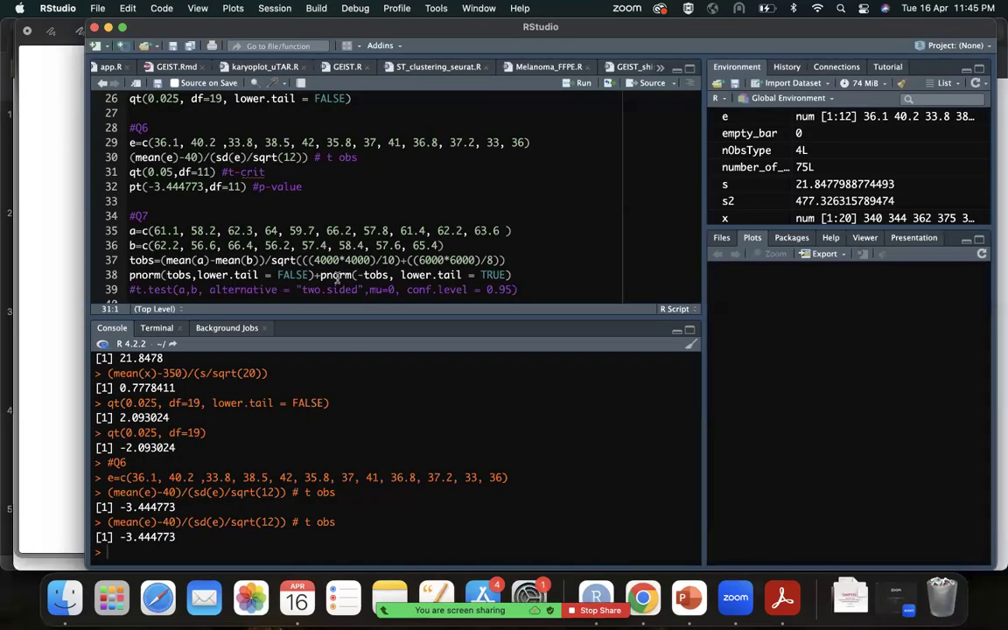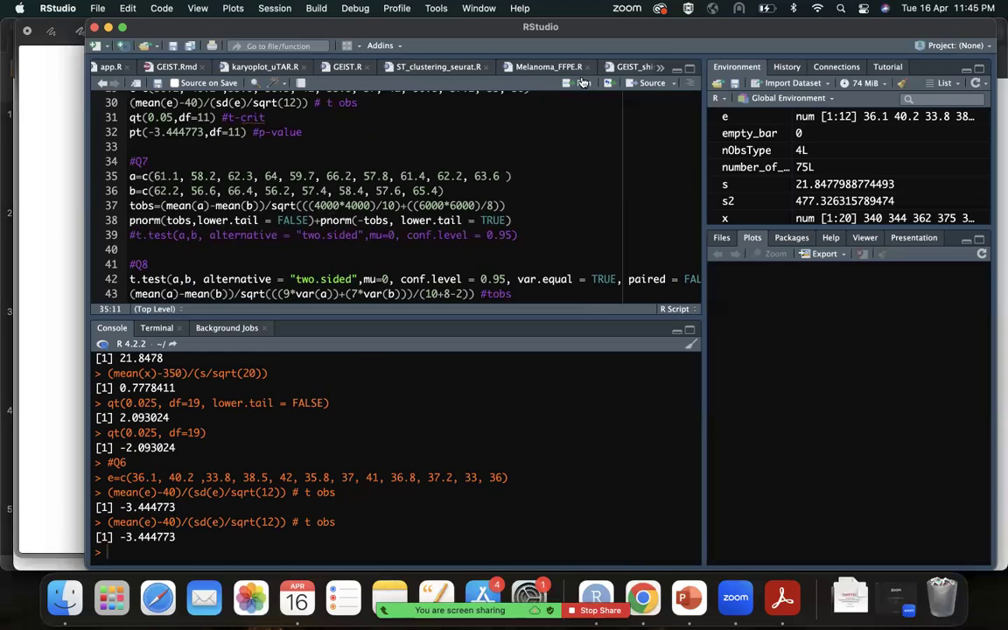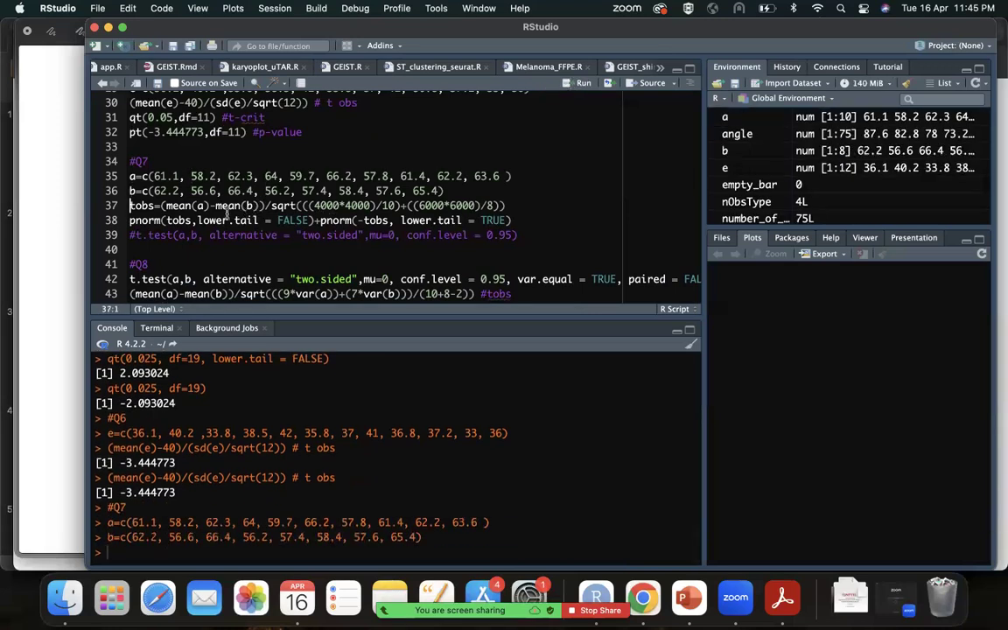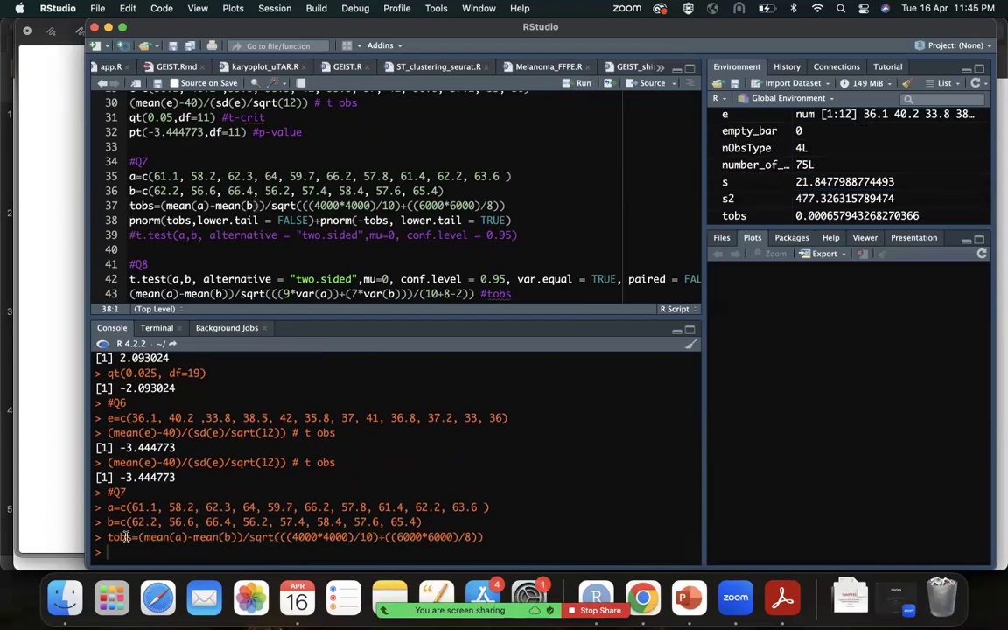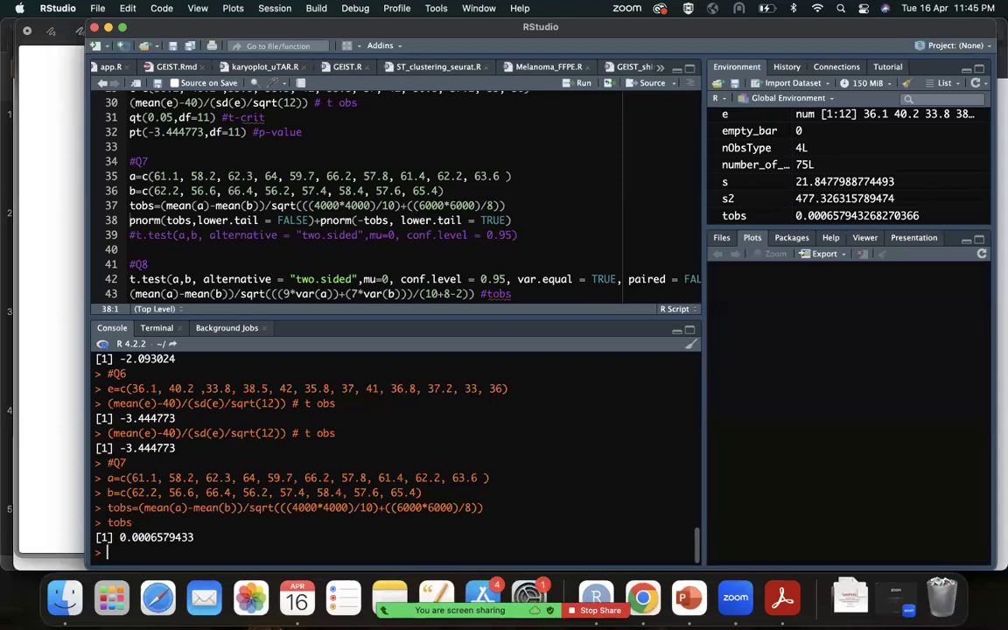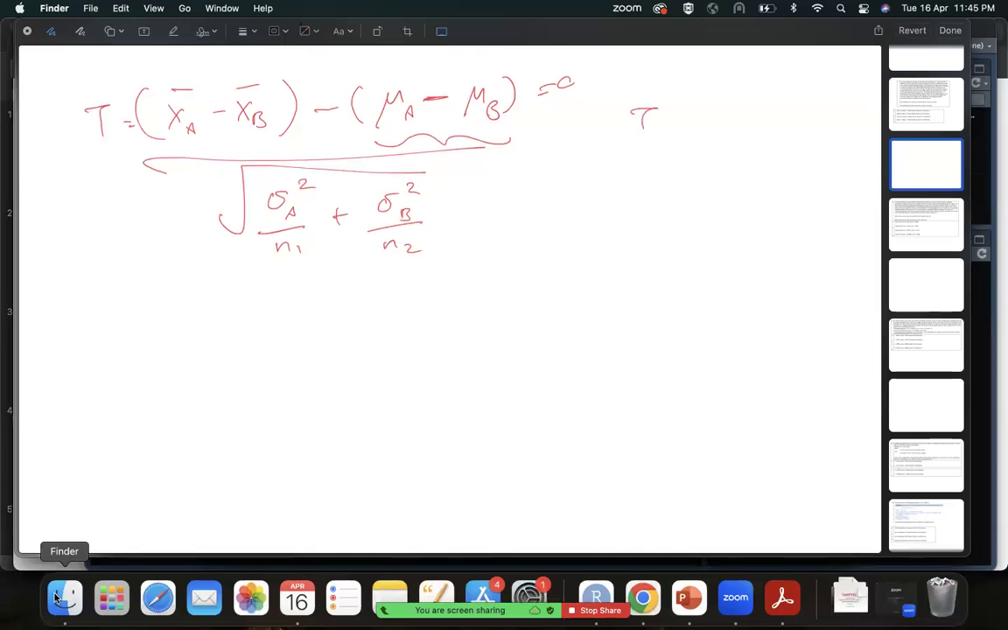How do we get it? Question number 7. We have A, we have B, we calculate T observed. Whatever value we get, that is T observed. What is T observed? We get 0.00065. And now we need to calculate T critical. This is a two sample, two tail test, so 0.025 on each side.